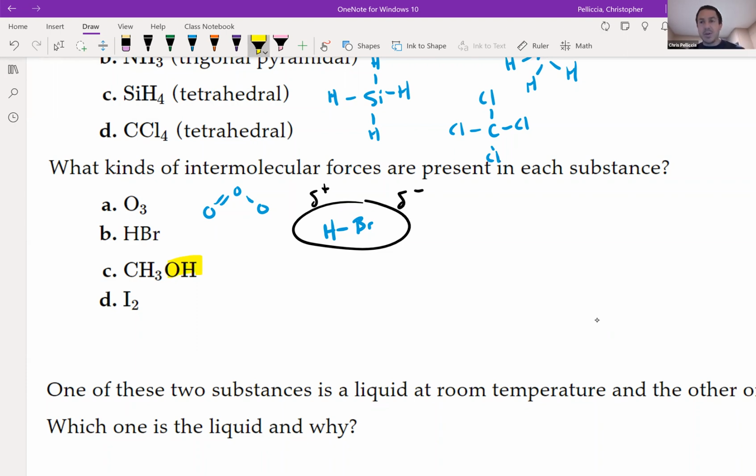Methanol is a great example of a hydrogen bond. An oxygen bonded to a hydrogen will interact with other methanols via hydrogen bonding and create relatively strong interactions between those methanols.